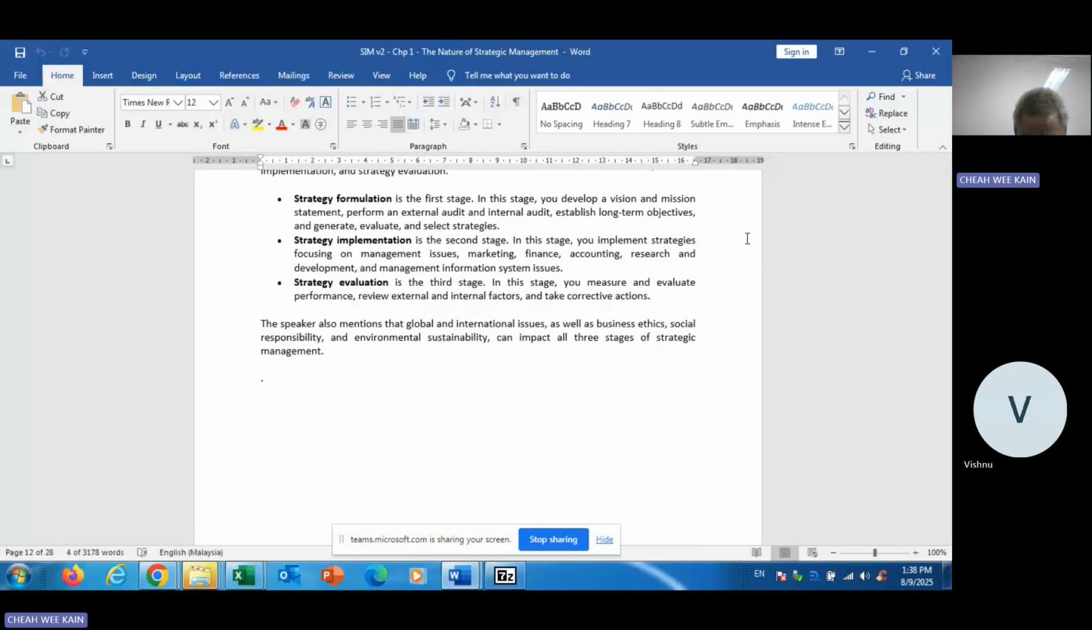The best time to swing strategy is when you know that it's not working. Something is wrong. You may have to swing strategies. So how do you know anything is wrong? You have to reevaluate again. Do your internal and external assessment. Okay? So redo again your mission and vision. So it's an ongoing job.